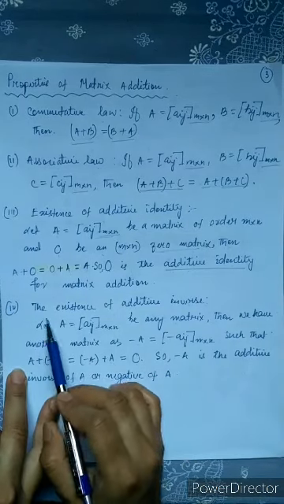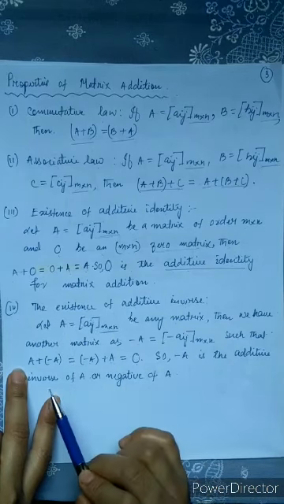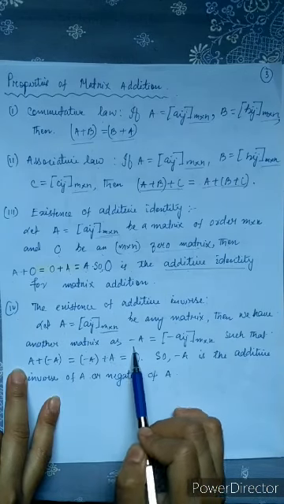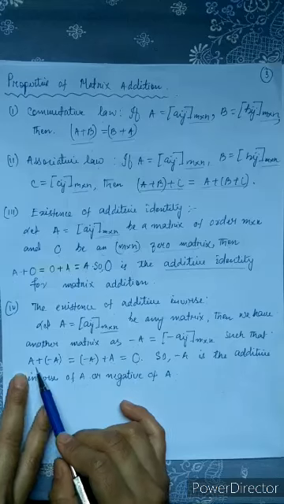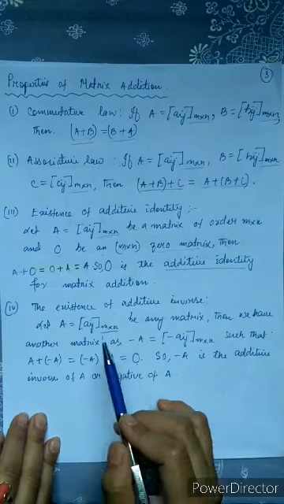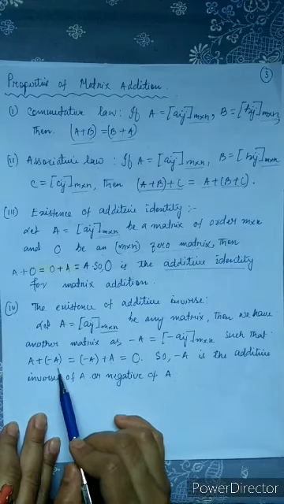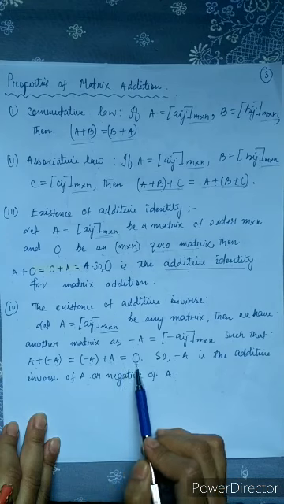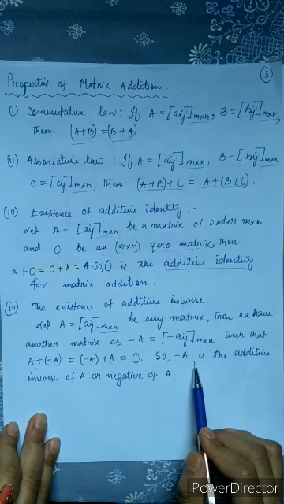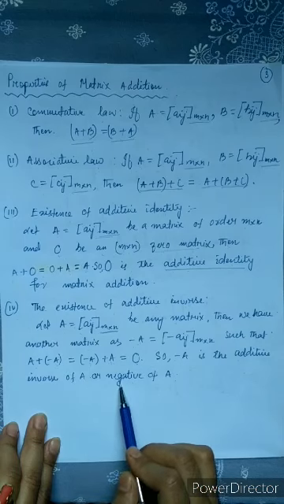Then number 4, the existence of the additive inverse. Let A be a matrix of m by n, then we have another matrix minus A, such that A plus minus A and minus A plus A is equal to 0. Minus A is the additive inverse of matrix A, or it is also known as negative of A.